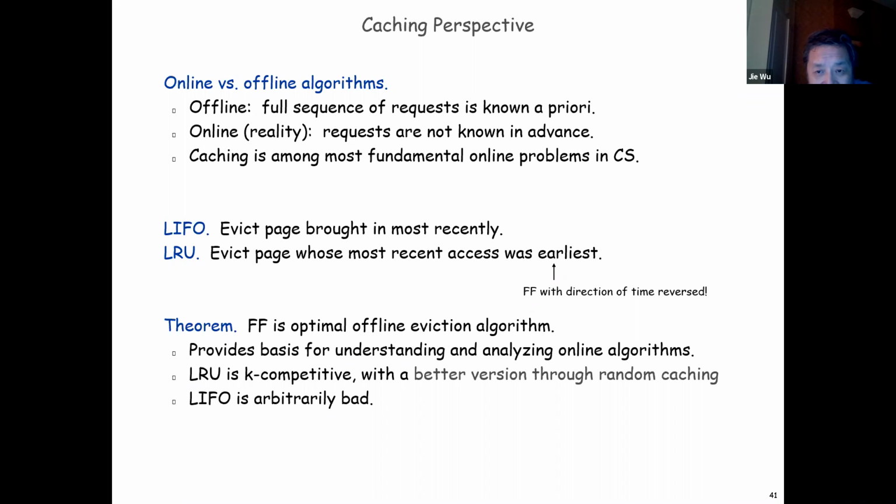Okay. So you can see the importance of algorithms. We use all these things in the operating system, right, or computer architecture. So all this involves algorithms and analysis.